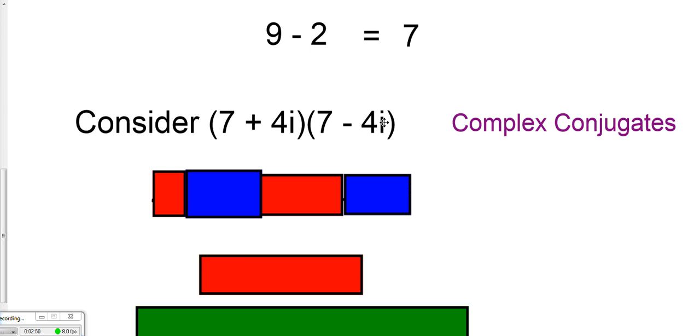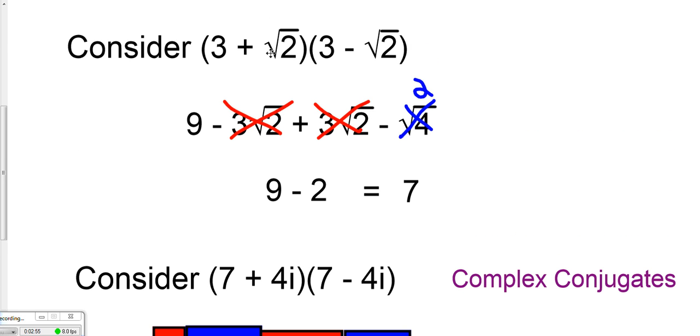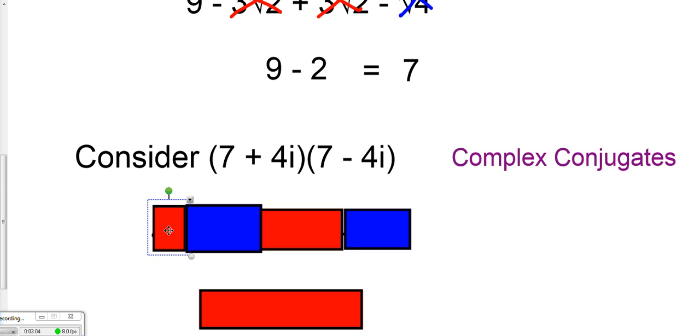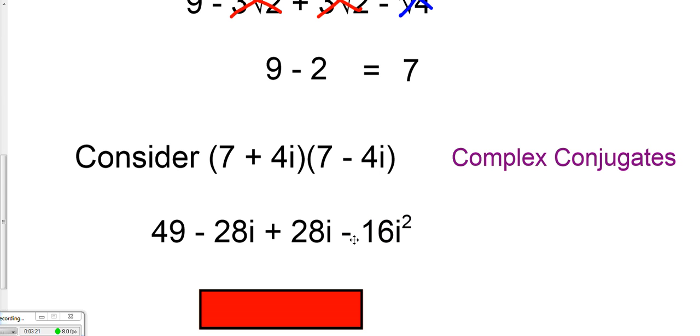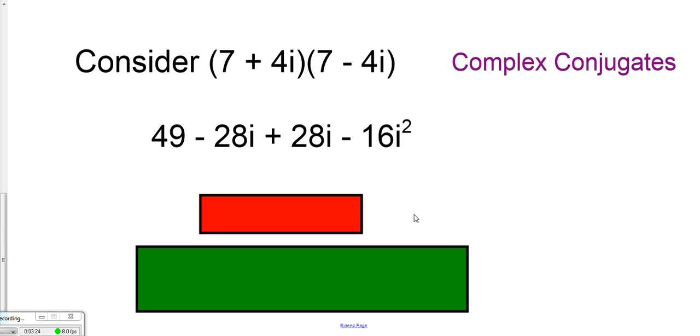Okay, now let's see how that looks with complex numbers. So again, this i here and here is the square root of negative 1. Just like how this one had the square root of 2, this is the square root of negative 1. So it's going to work pretty much the exact same way. 7 times 7 becomes 49. 7 times negative 4i becomes negative 28i. 4i times 7 is positive 28i. Positive 4i times negative 4i becomes negative 16i squared. Just like we saw before, negative 28i cancels out with positive 28i.